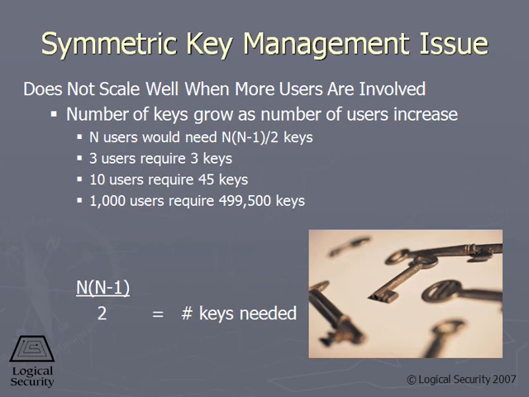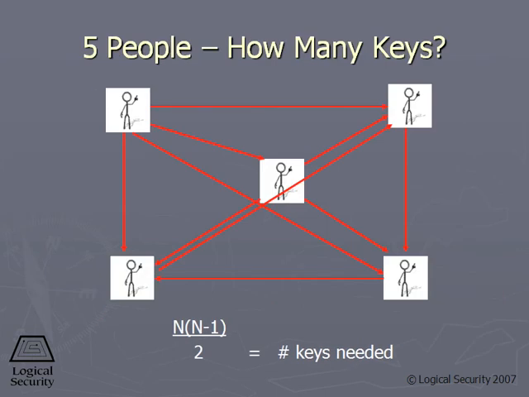And to be able to figure out how many keys you actually need, there's a little formula, which is n multiplied by n minus 1, over 2. So n is the number of users. You multiply that by n minus 1 and you divide it by 2, which indicates how many keys you need. So if you had, let's say, 5 people, you would put the 5 in the equation and come up with the number of keys that you have to maintain.